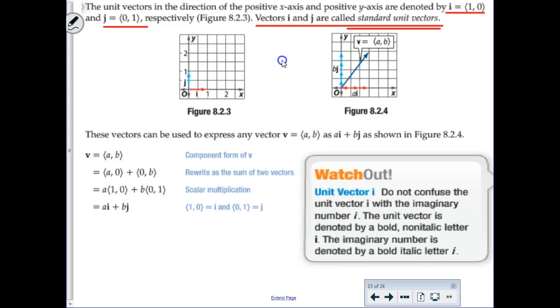There's actually some countries around the world that call imaginary numbers j. And actually in electricity, I believe they refer to them as j sometimes. So that's fun. Has nothing to do with i, but it's good to know.